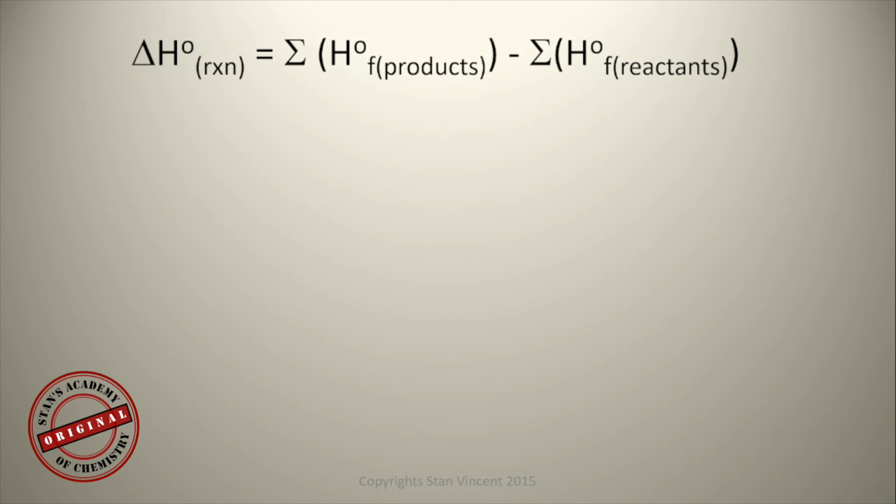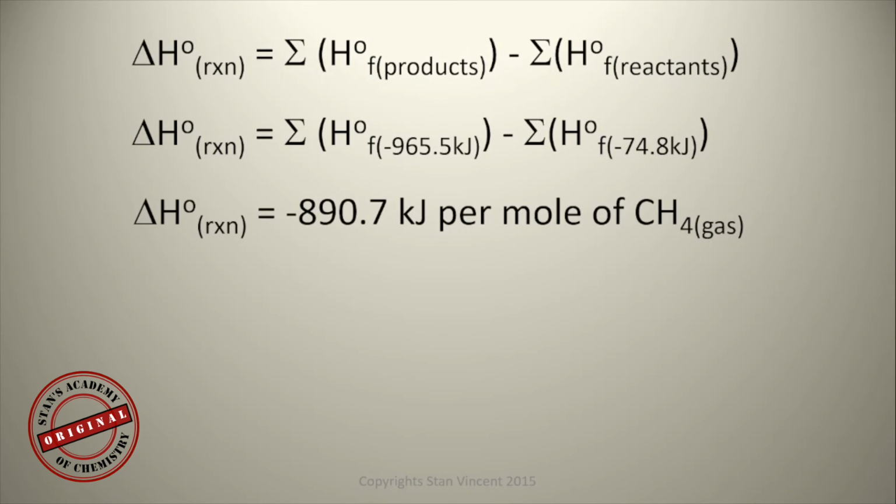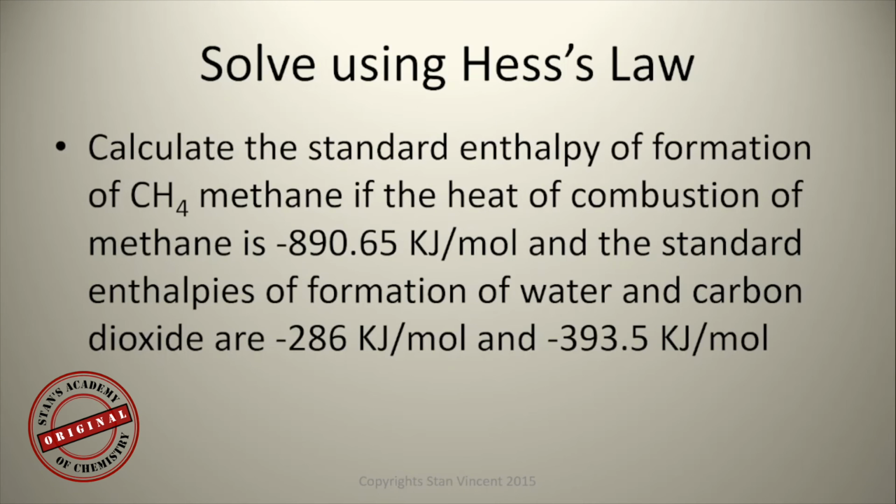So delta H reaction is equal to the sum of the enthalpy of the products minus the sum of the enthalpy of the reactants. That's the final statement, and we will go to the next problem. Calculate the standard enthalpy of formation of methane if the heat of combustion of methane is minus 890.65 kilojoules per mole, and the standard enthalpies of formation of water and carbon dioxide are minus 286 kilojoules per mole and minus 393.5 kilojoules per mole. So here we are calculating something different from the previous problem.